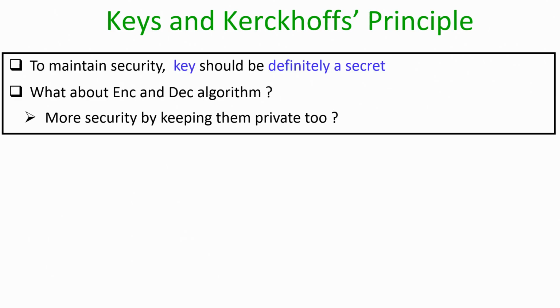So, definitely to maintain the security, the key with which the encryption and the decryption process are operated should be a secret, because if the key is leaked, the adversary can definitely find out what has been encrypted or decrypted. Now, you might be wondering, what about the encryption and decryption algorithm? Will I get more security by keeping the encryption and decryption algorithm private too?